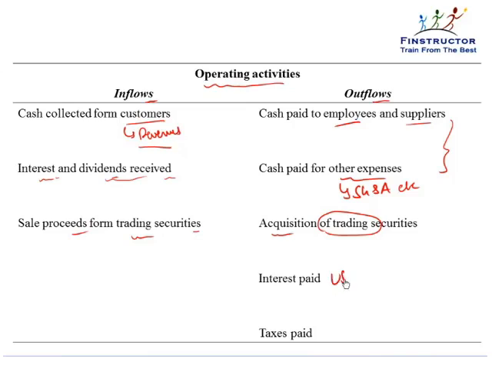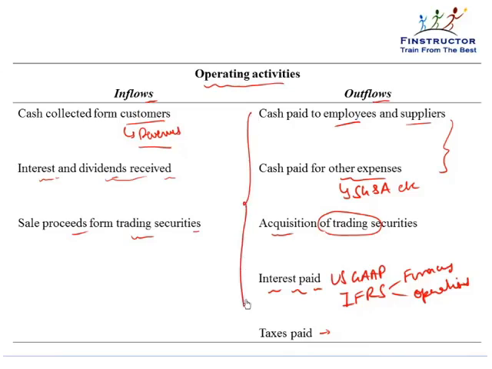Please note that under US GAAP, interest paid is taken as a part of cash outflow from operations. Under IFRS, you can take it either as financing or operations. Unless otherwise specified, we will assume interest paid as a part of operations or a cash outflow from operations. Similarly, taxes paid to the government would also fall under cash outflow from operations. So please remember, these are some examples of operating activities. These activities are assumed to be recurring in nature and form a part of the day-to-day business and the continuing net income of the company.